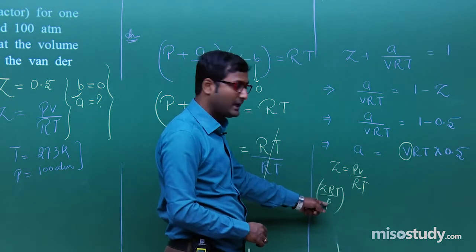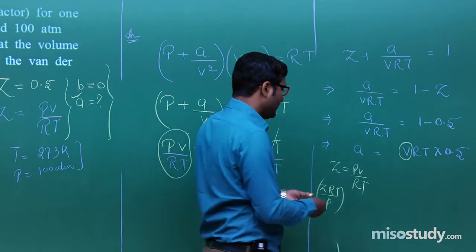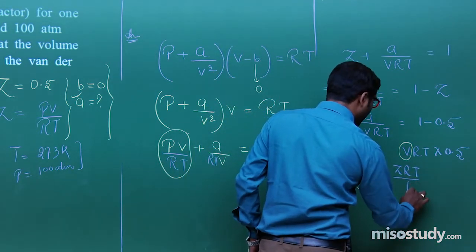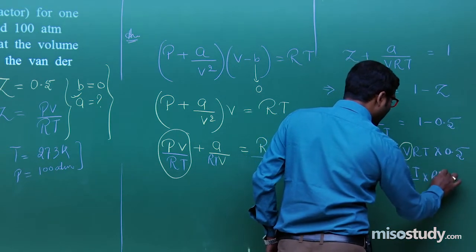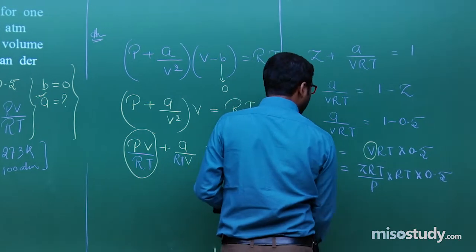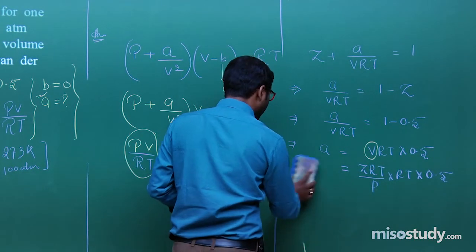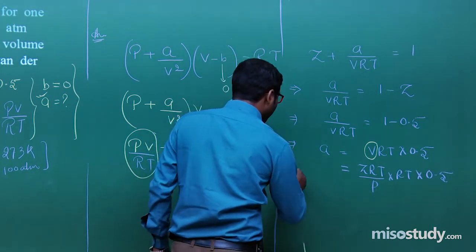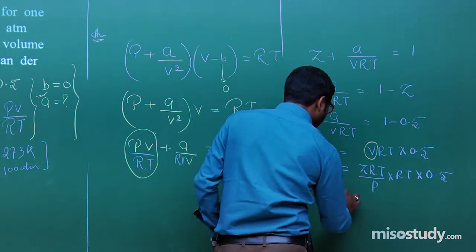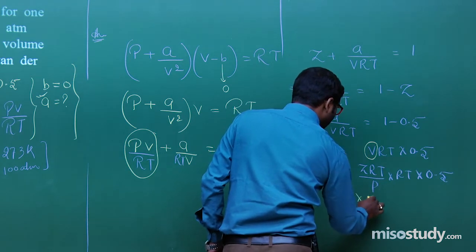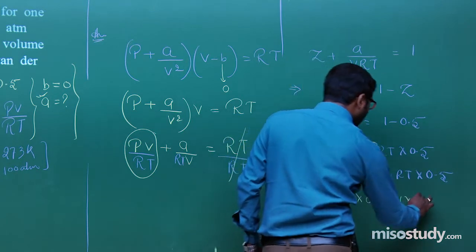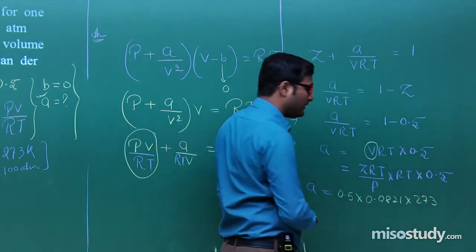Sir, you are absolutely right. Now put this value here. That is V is equal to ZRT upon P into RT into 0.5. Sir, is it correct? Definitely it is correct. Now you can easily put the value. A is equal to, what is the value of Z? 0.5. R is 0.0821. What is the value of T? That is 273 Kelvin. Clear to you?